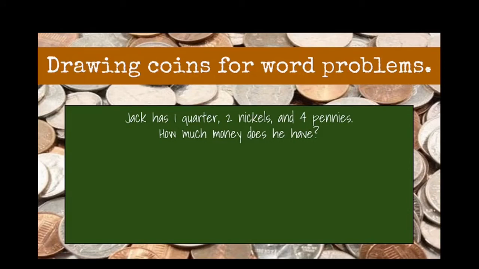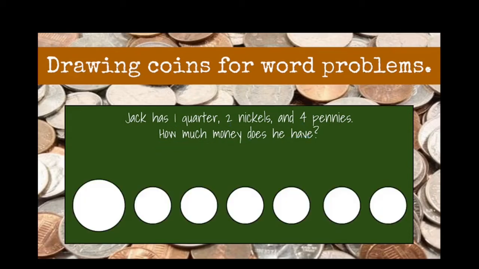Okay. Now what happens if we have a word problem that asks us to use coins and we don't have coins with us? So this word problem says Jack has 1 quarter, 2 nickels, and 4 pennies. And then they want to know how much money does he have? Well, when we're doing word problems, we do the RDW method, read, draw, write. So we just read it, and our next step is going to be to draw. We're going to draw a circle for each of these coins.